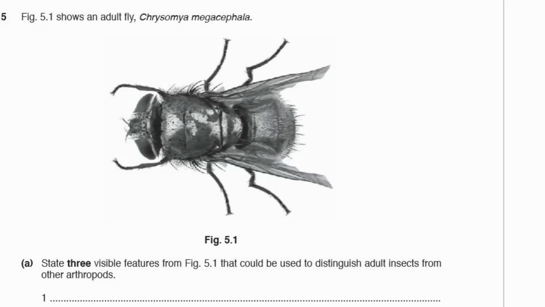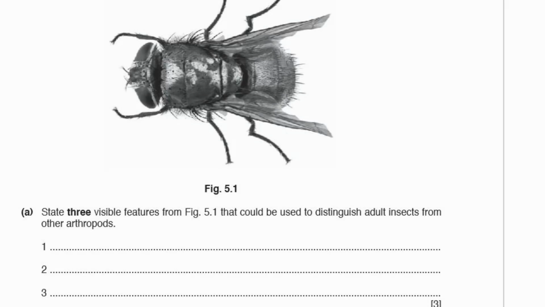Question 5. Figure 5.1 shows an adult fly, Chrysomima megacephala. Cephala meaning head and mega meaning big, so it's probably a big-headed fly. A. State 3 visible features from figure 5.1 that can be used to distinguish adult insects from other arthropods. So basically, what does this insect have that all adult insects should have? Obviously, larval insects don't necessarily have these parts, but adult insects should all have these parts.